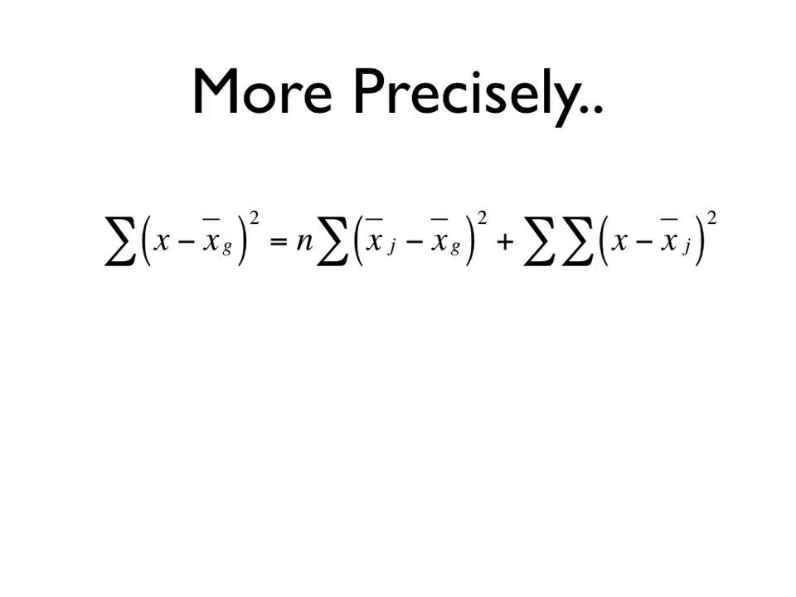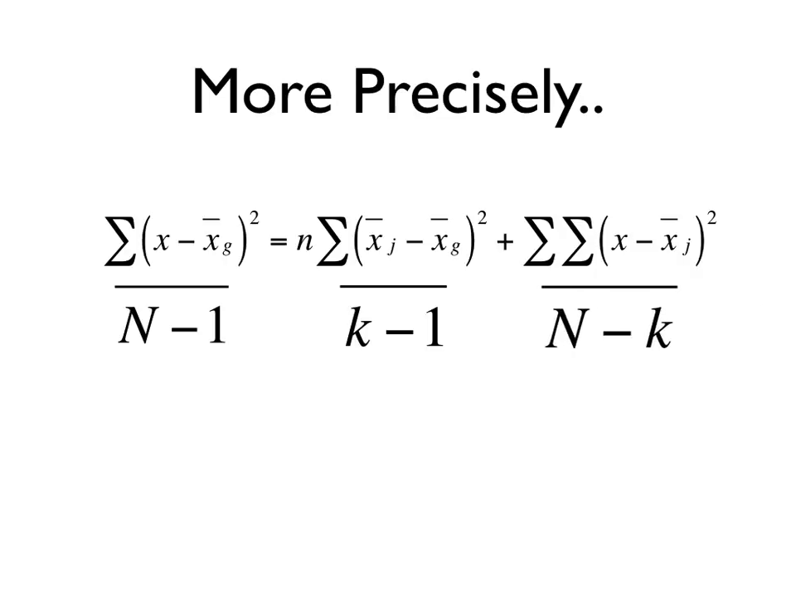To get the mean square, well, hold on, that's just the variance, divided by big N minus 1. Big N is the total. There are k groups, so it's k minus 1, because the k means minus the grand mean. And this one is big N minus k.